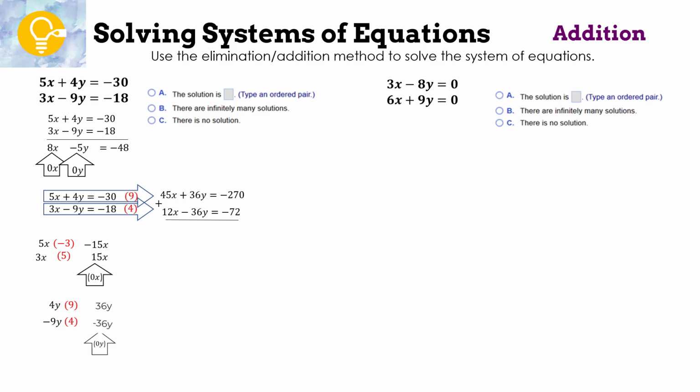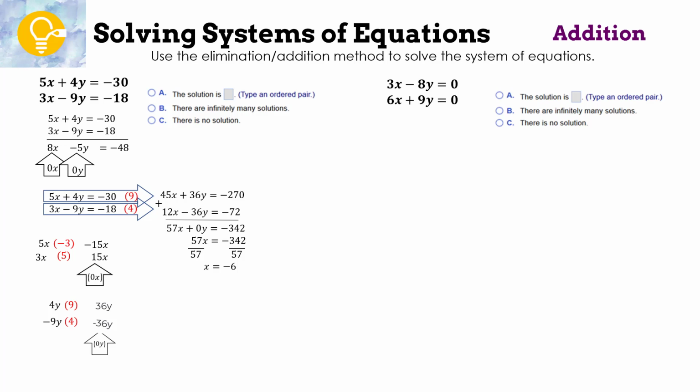Now when I add down, 45x plus 12x is 57x. 36y minus 36y is 0y. Woohoo! And then negative 270 minus 72 is negative 342. Awesome, we have a 0y. 0 times anything is 0. That gives us 57x equals negative 342. Divide by 57, and x is negative 6.